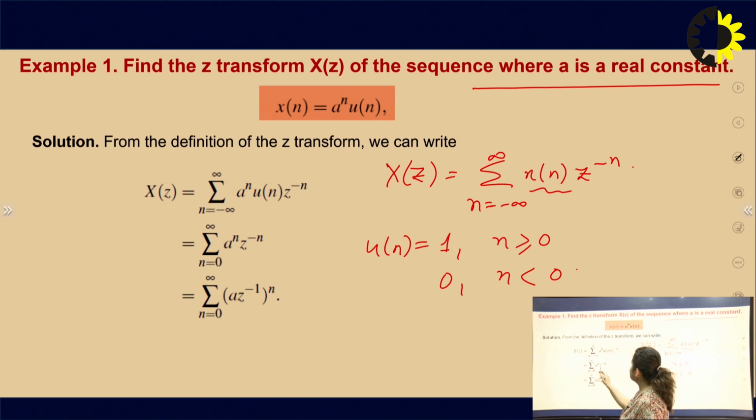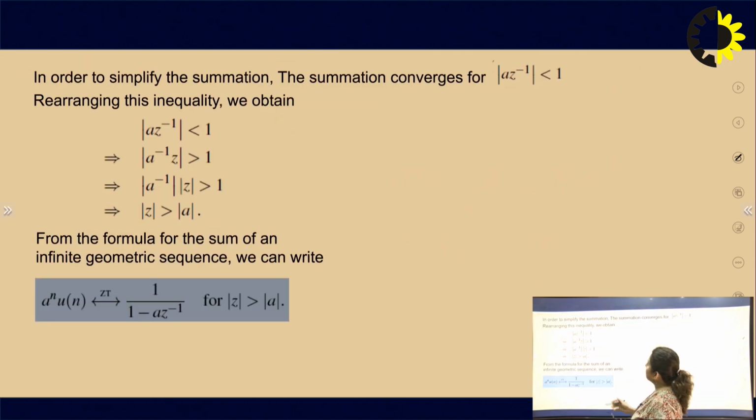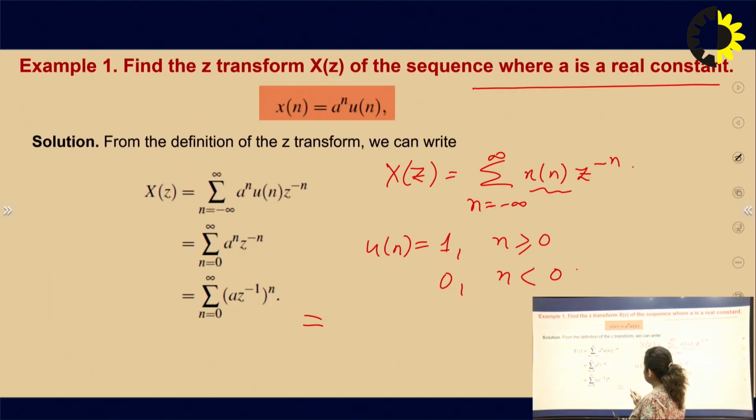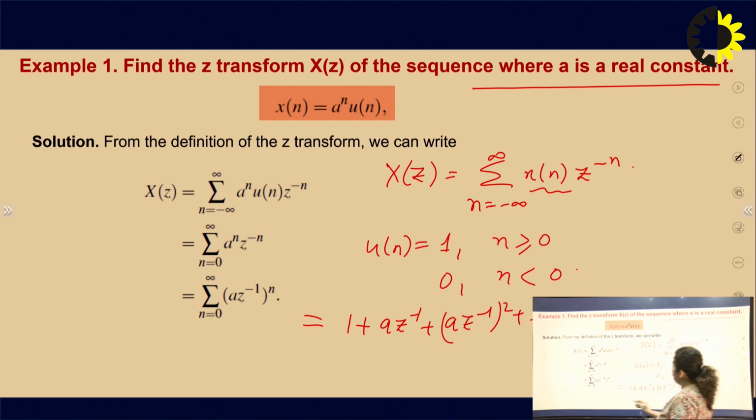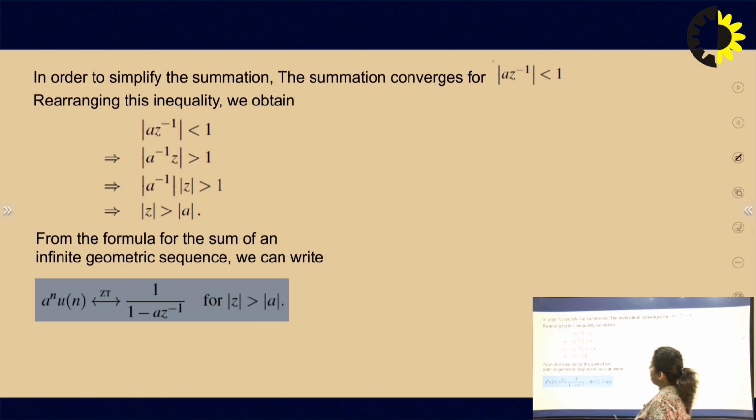So when you solve this, put the z in the same bracket, that is, a z inverse to the power n, and obviously this is the infinite geometric series from 0 to infinity. When you solve this, you will get this formula. You can easily solve this: the first term is 1, plus a z inverse, the next term is a z inverse squared, plus so on. Till infinity, we have 1 upon 1 minus a z inverse. So this is the z transform for the particular signal.